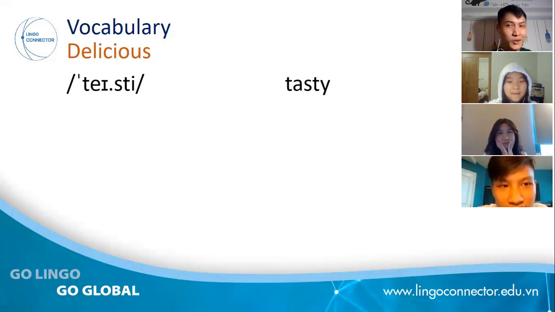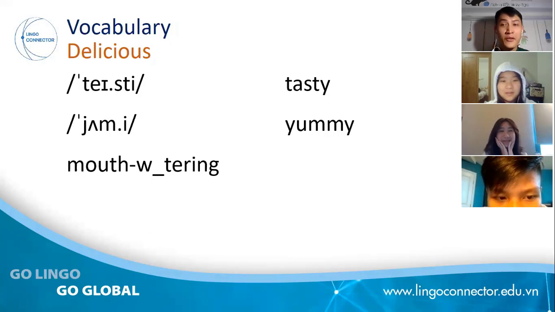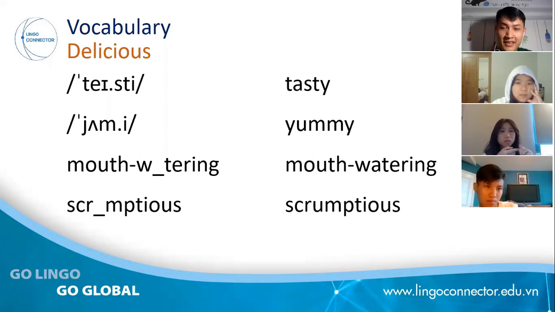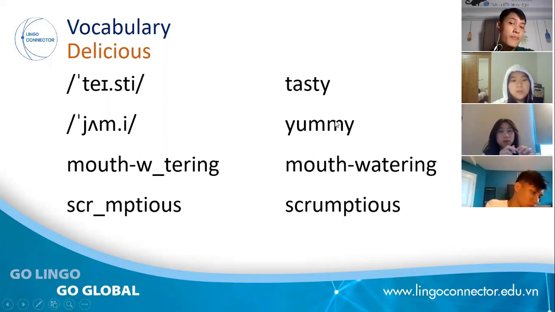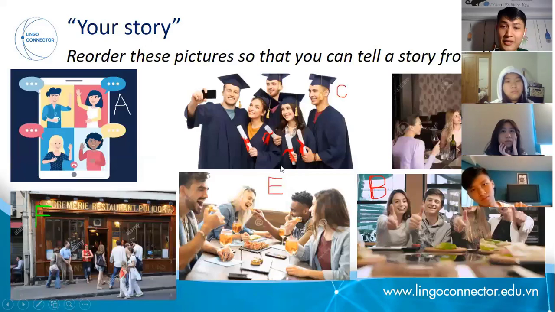Tasty. Okay, cool. Hannah, how about this one? Yummy. Okay, why not? Mouth-watering. Okay, mouth-watering. Yes. And the last one can be more unfamiliar compared to the other ones. Scrumptious. So tasty, yummy, mouth-watering, and scrumptious. Most of them are informal, and of course we can use them because we are using spoken language in the speaking test.